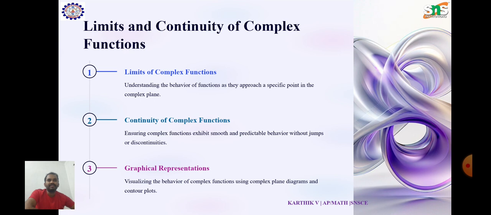Continuity of a complex function. A complex function f of z is said to be continuous at a point z0 if the limit of f of z as z approaches z0 exists and is equal to f of z0. Properties. Complex functions can exhibit behaviors such as oscillations, convergence to a point, or divergence as z approaches certain points or along certain paths in the complex plane.